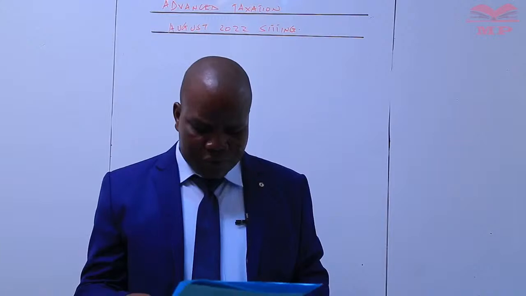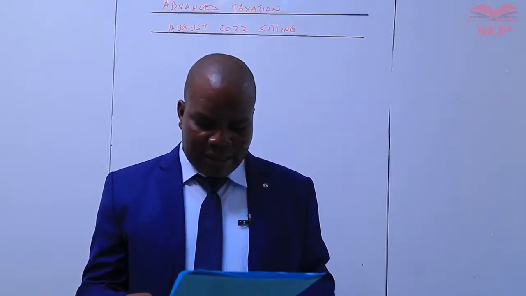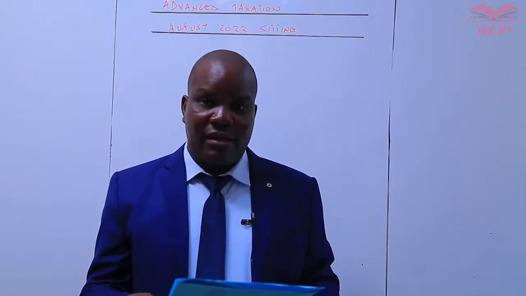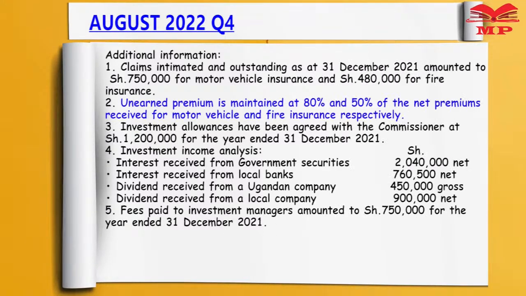So in short, we shall have to adjust the claims account so that we determine the figure to the income statement. 2. An earned premium is maintained at 80% and 50% of the net premiums received for motor vehicle and fire insurance respectively. Now what do we do?